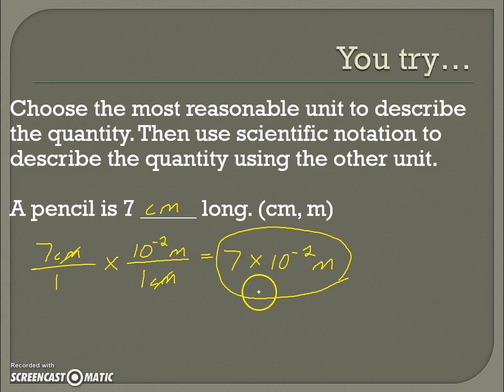All right, so here's the answer I got. 7 times 10 to the negative 2. If you didn't get that, don't sweat it too much. I'll give you a lot of help in class on this because this is definitely something that's kind of strange to look at, and we'll spend some time trying to wrap our minds around it.